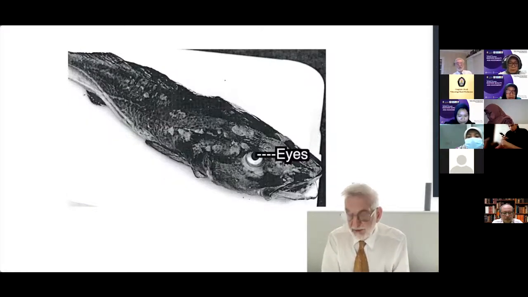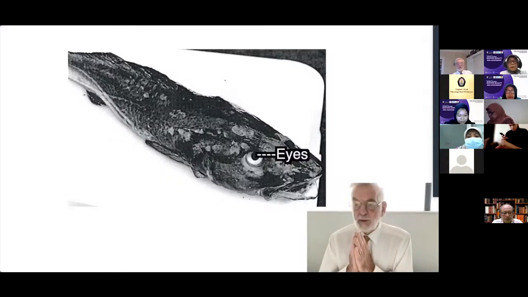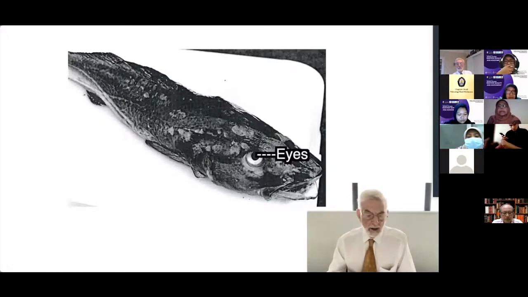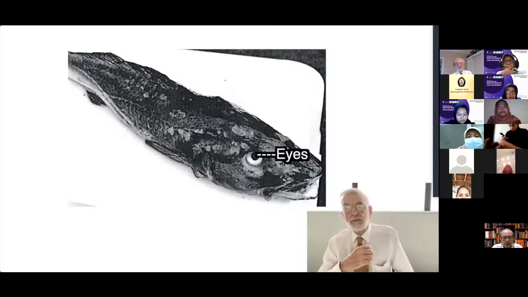With the eyes, what do they look like? Are they clear? What shape are they? Are they concave? Are they sunken? The iris, is it clear? Is it cloudy? And is there blood in the eye? These things change as the fish deteriorates.